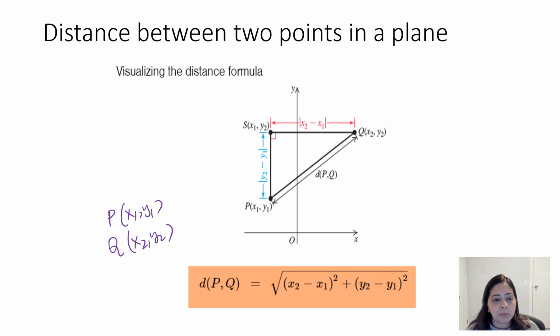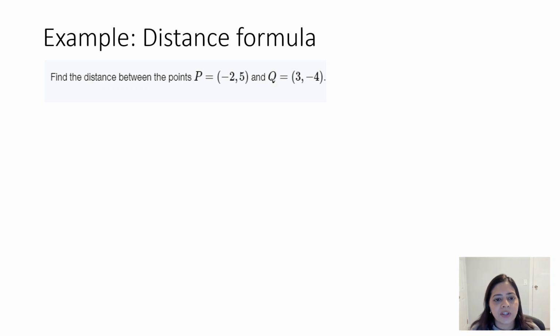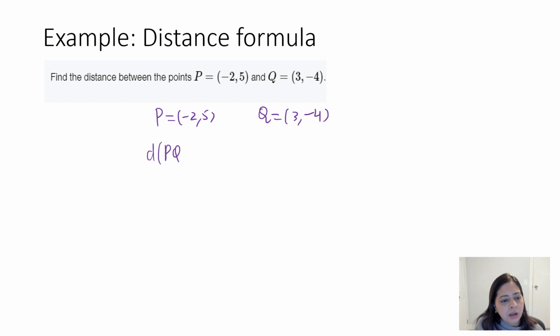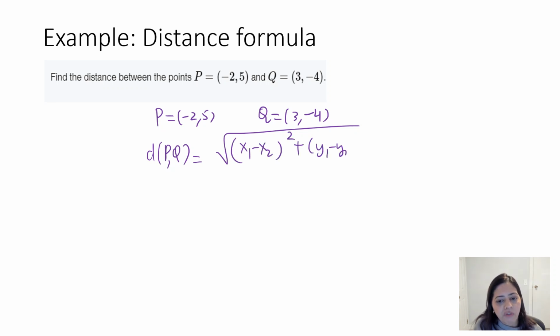Now let's use it on an example. So we are given 2 points here, P and Q, and you're supposed to find the distance between them using the distance formula. P is negative 2, comma 5, Q is 3, comma negative 4. So the distance between P and Q is the square root of (x1 minus x2) square plus (y1 minus y2) square. Now what is x1, x2, what is y1, y2? You can compare the given coordinates with x1, y1, and the other point is x2, y2.